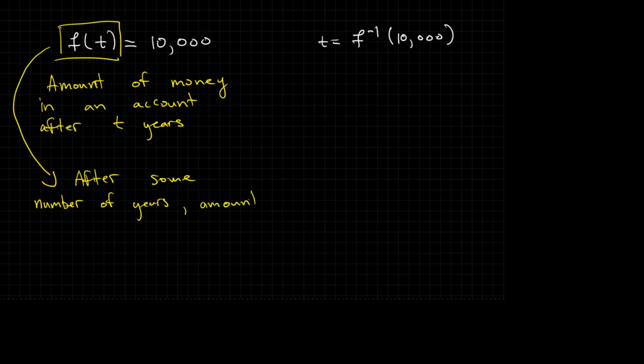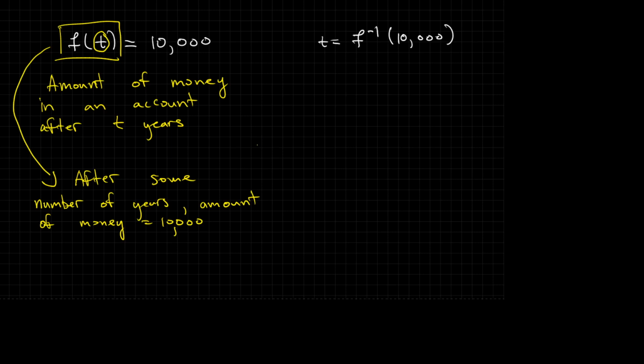So amount of money equals 10,000. And maybe you don't know how long that money has to be in the bank account in order to reach $10,000. So for example, you invest $5,000 into a bank account. It has some interest rate. It's compounded a certain number of times per year. And you'd like to know, how long do I have to wait in order for that $5,000 to become $10,000?